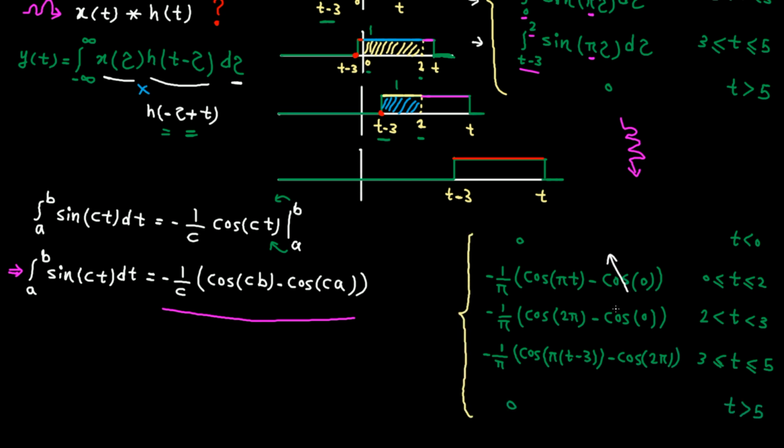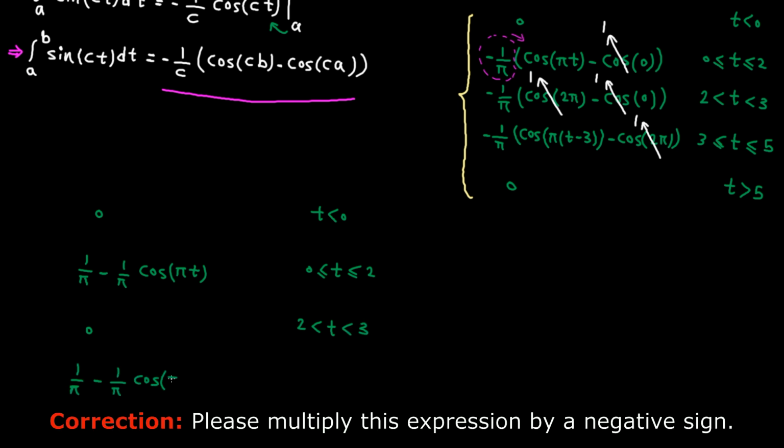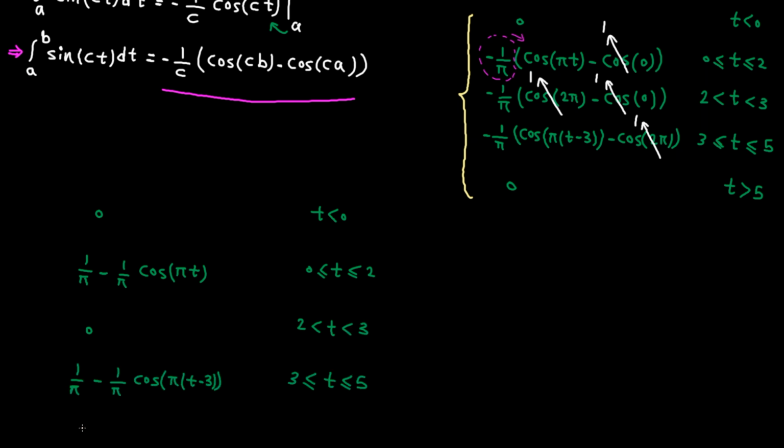Cosine 0 is 1, and cosine 2 pi is 1. Let me write the final answer in a clean form. 0 for t less than 0. Bring this coefficient inside the parentheses. Here's what we get. Also cosine 2 pi is 1. So 1 minus 1, we get 0 when t is between 2 and 3. And this is the answer when t is between 3 and 5, and finally 0 when t is greater than 5. Done.